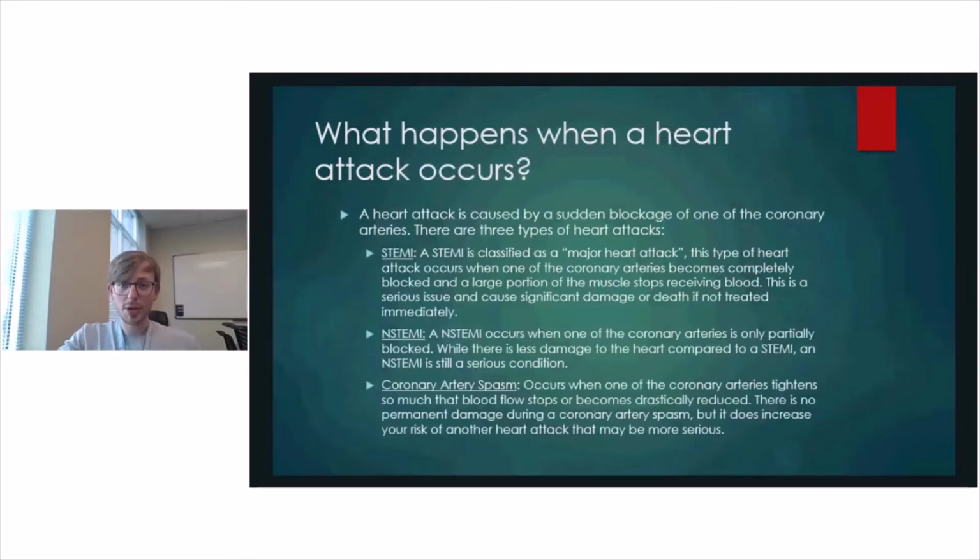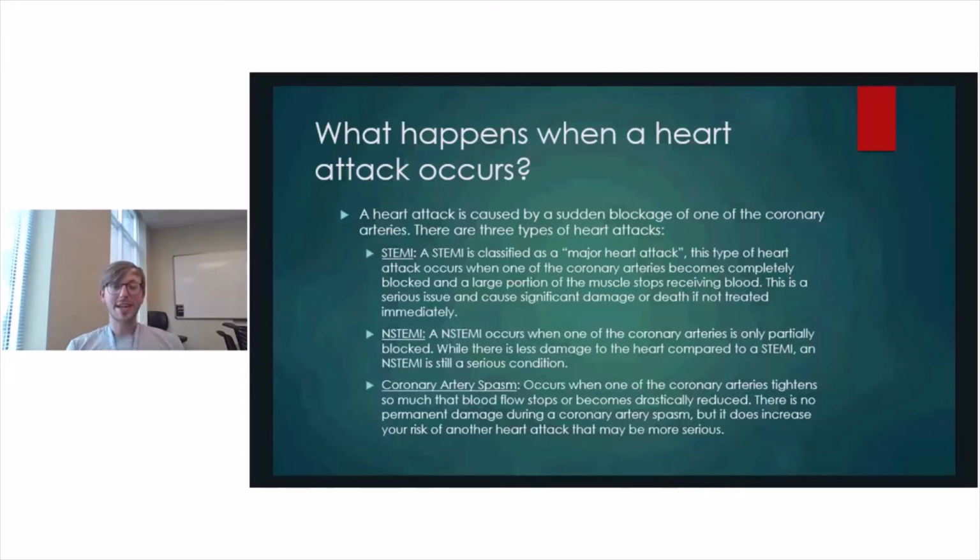Next up, we're going to go over what happens to your coronary arteries when a heart attack does occur. By definition, a heart attack is caused by a sudden blockage of one of the coronary arteries. We're going to go over three types of heart attacks today. First up is a STEMI, and that stands for ST elevated myocardial infarction, and that's classified as a major heart attack.